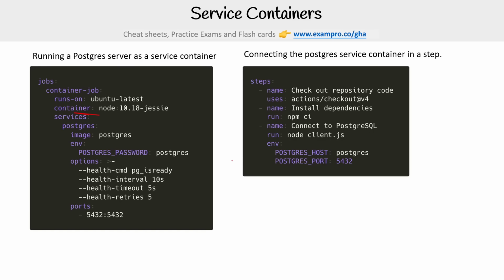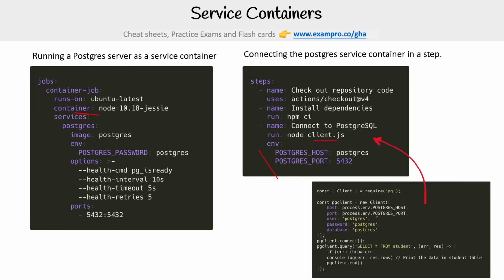If we take a look at what it looks like to connect to a service container, in an additional step here, we are running our client.js. We're providing the env vars, and then over here we have our code. So we will definitely run this one as an example, so you have practical skills on how to run a service container. But yeah, there you go.